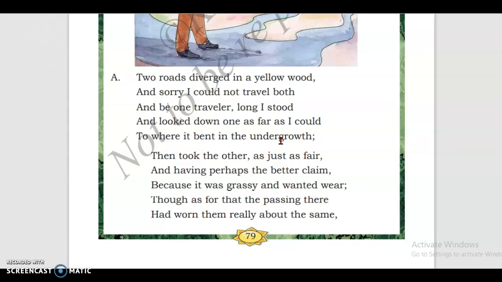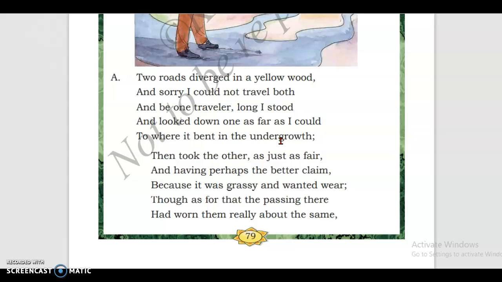Being one traveler, he can't go on both roads. Any one he has to choose before going. So he is standing there for a long time and he looked down as far as he could. So he is seeing the road as far as he can see, till that point he was seeing.